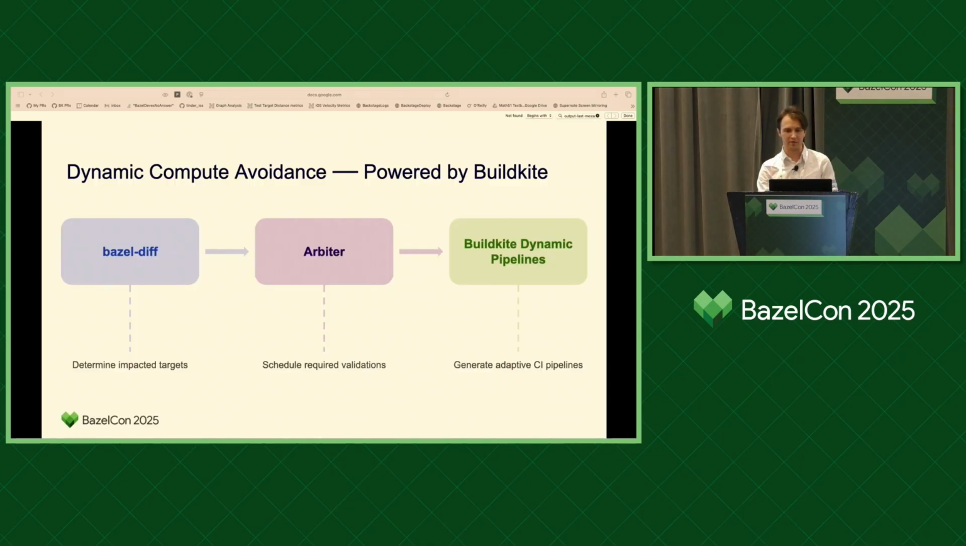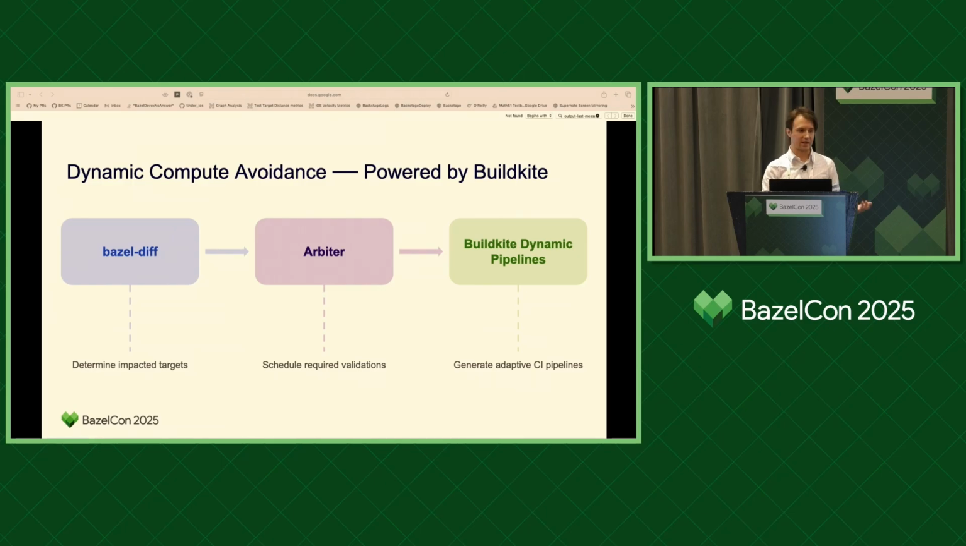So this is where Buildkite's dynamic pipelines product came into play for us. It gave us the missing half of what our Arbiter system needed. Arbiter could decide what to do, but it needed a way to express that decision dynamically, to literally reshape the CI pipeline on the fly. And that's what Buildkite made possible.